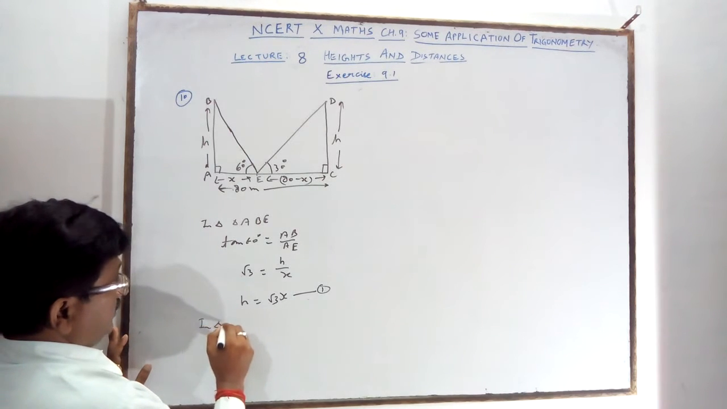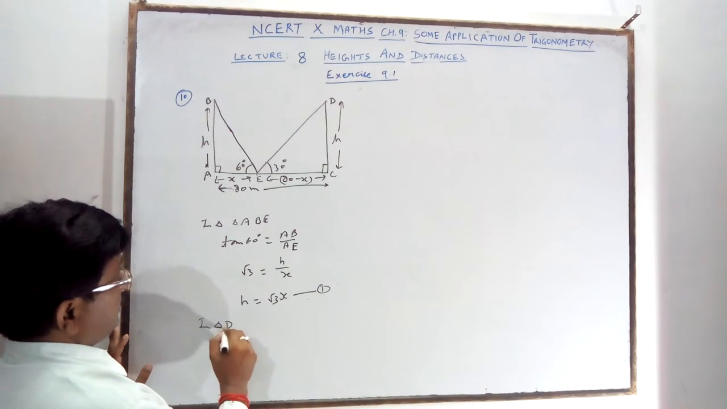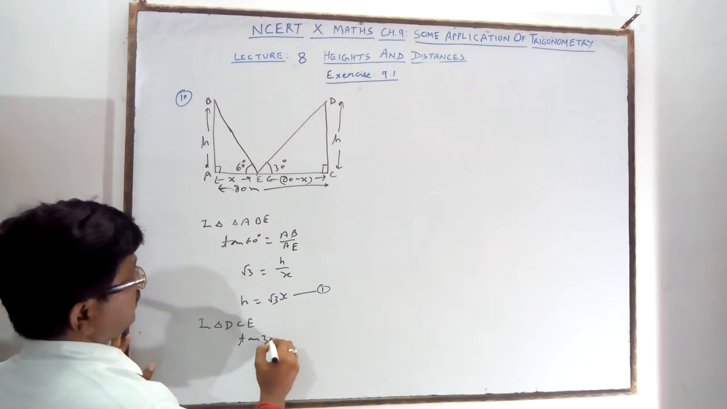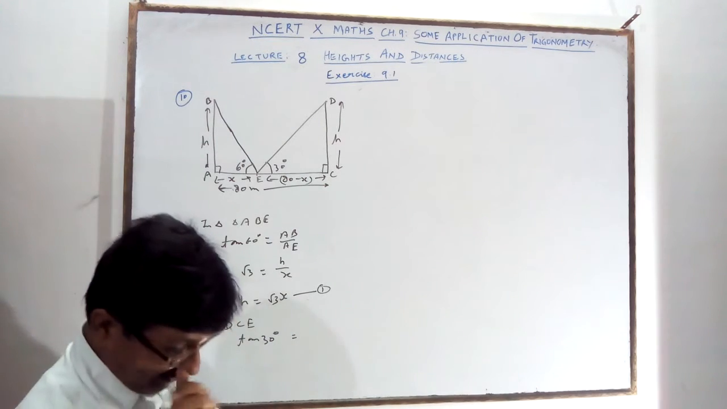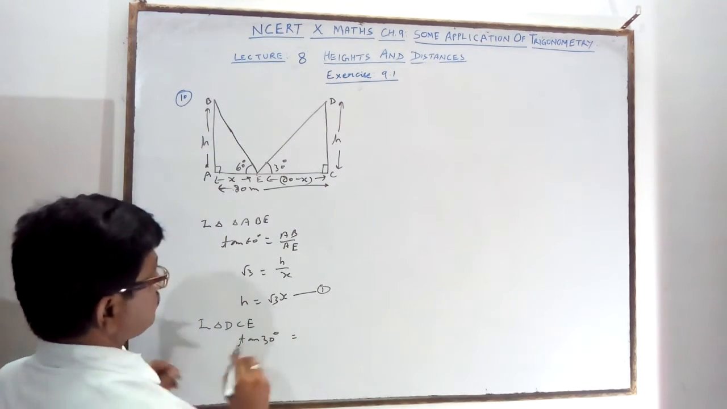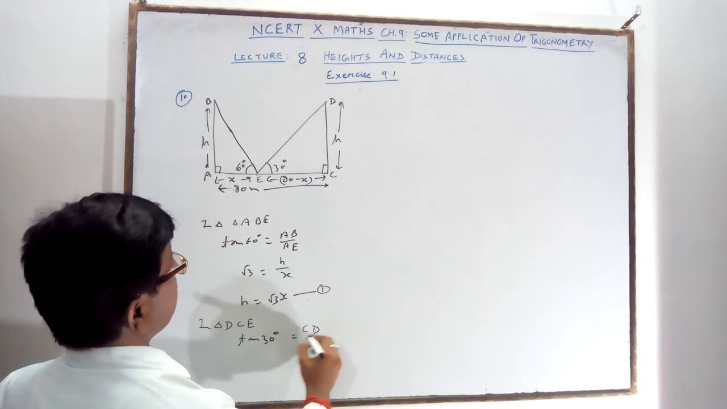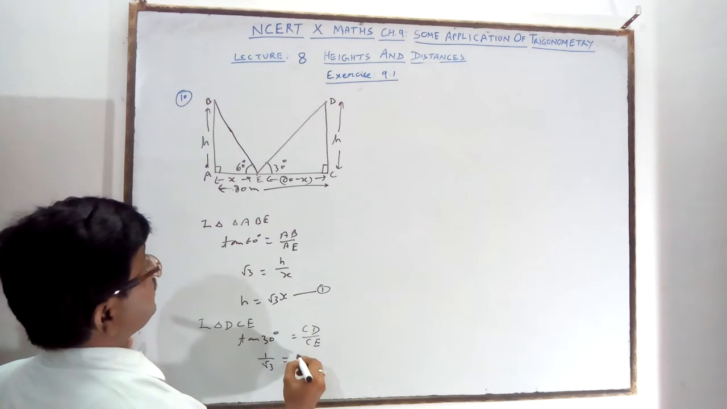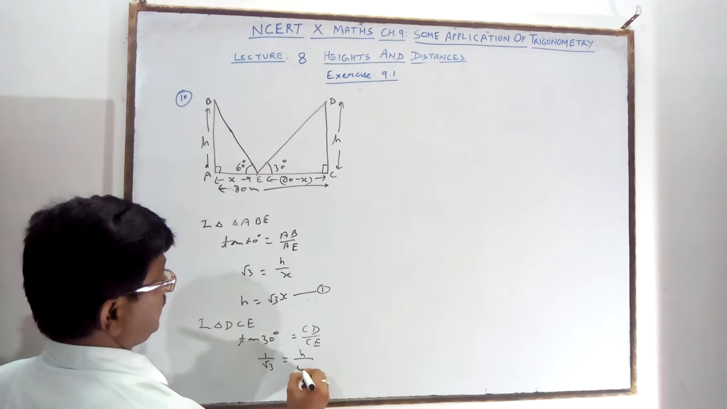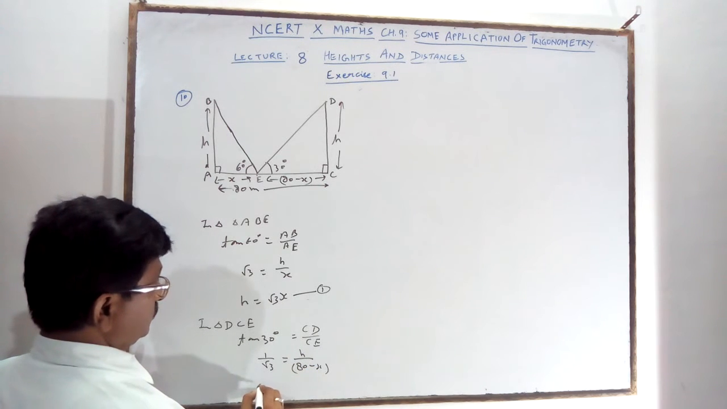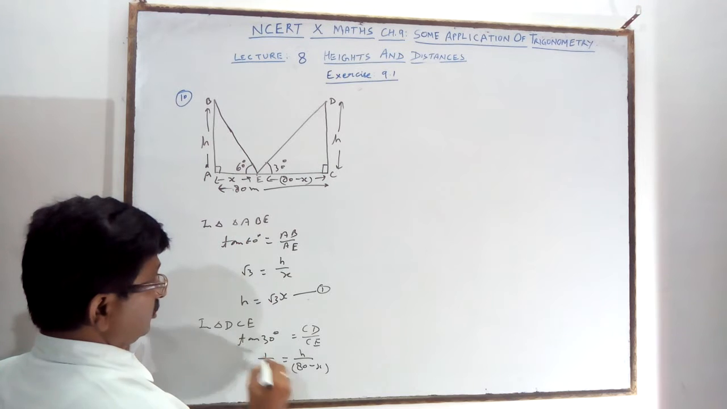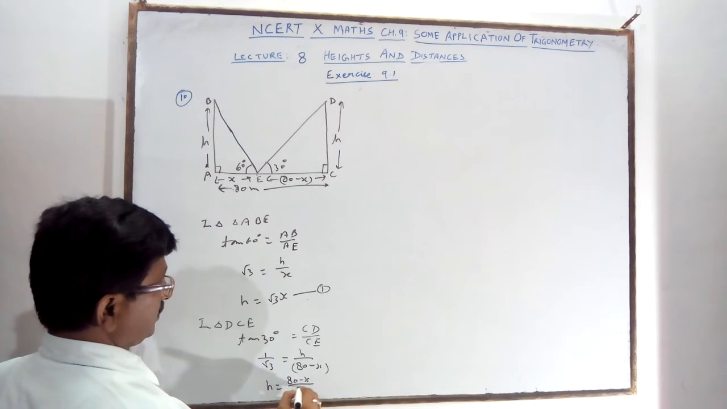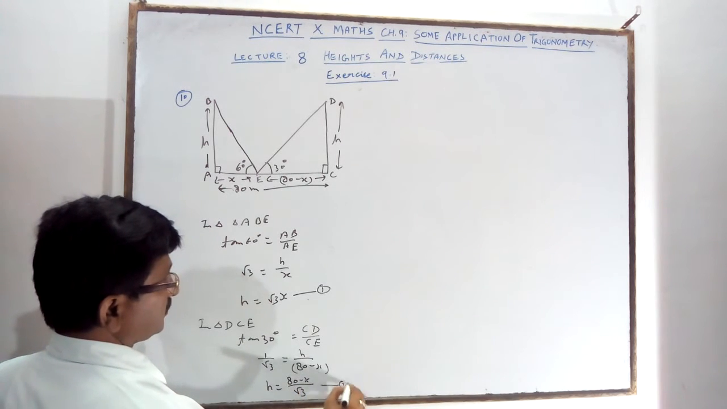In triangle DCE, tan 30 degrees is equal to CD upon CE. Tan 30 is 1 by root 3, CD is given as h, upon 80 minus x. So here you can cross multiply, then h is equal to 80 minus x upon root 3. It is your second equation.